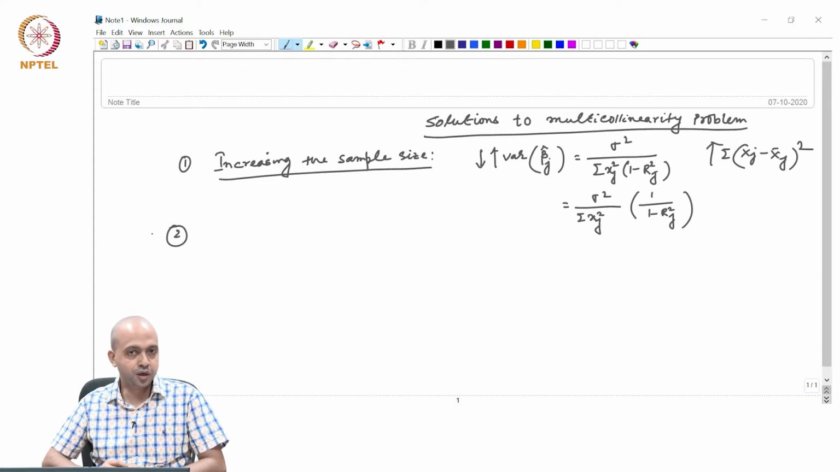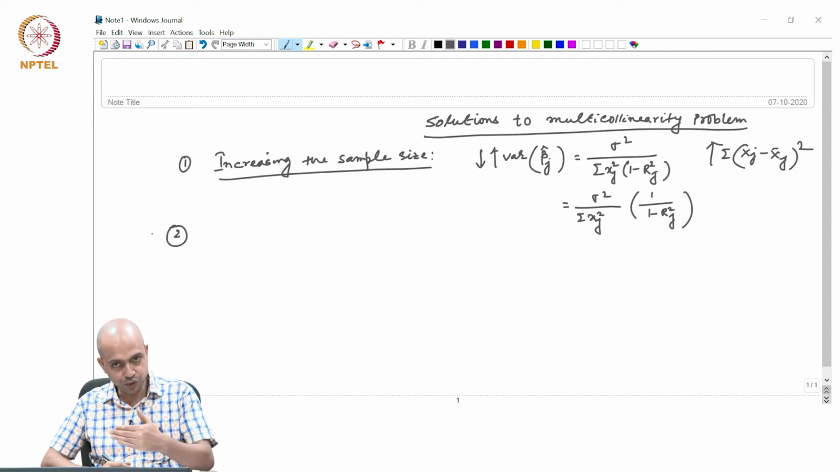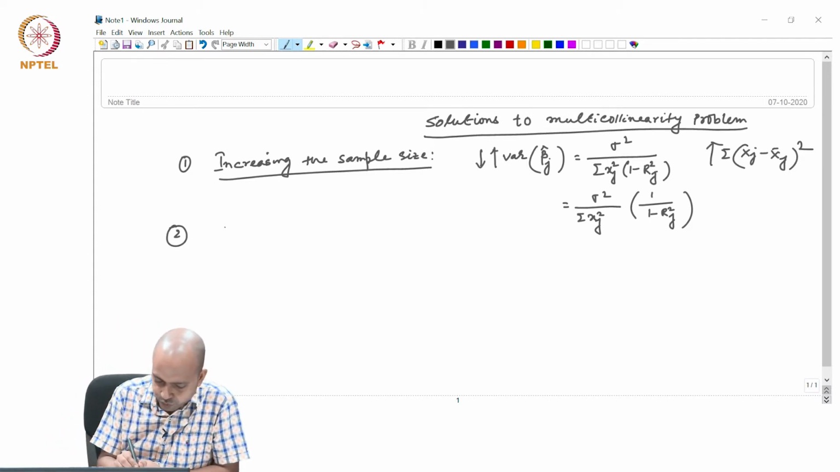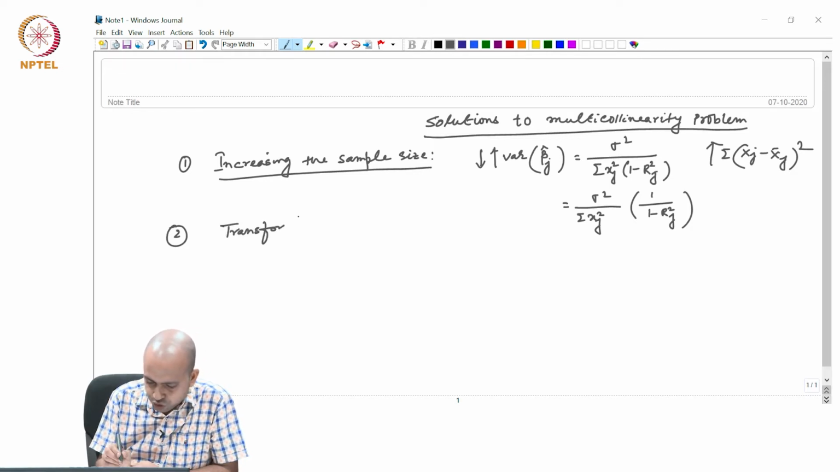It is not always possible to collect a bigger sample without involving so much time, energy, and even monetary costs, right? So, if it is possible, you can increase the sample size and the severity of the multicollinearity problem will come down. If it is not possible, we need to think about other ways by which you can reduce the severity of multicollinearity. And the second solution is the transformation of variable.